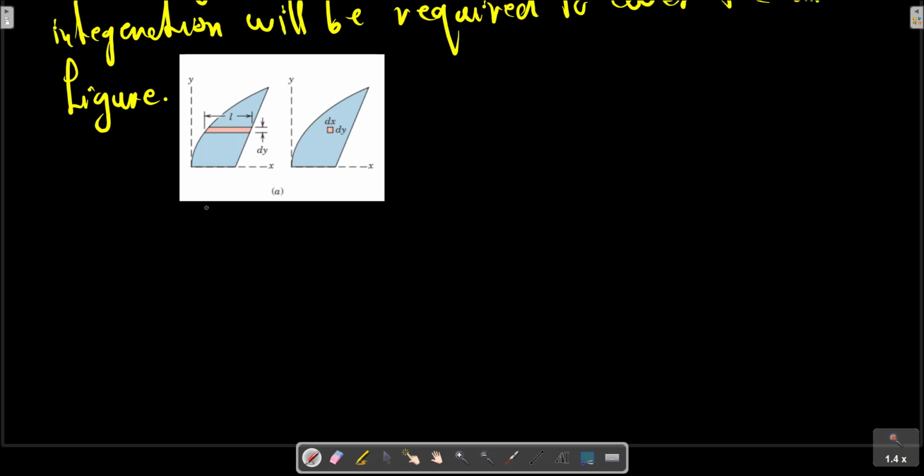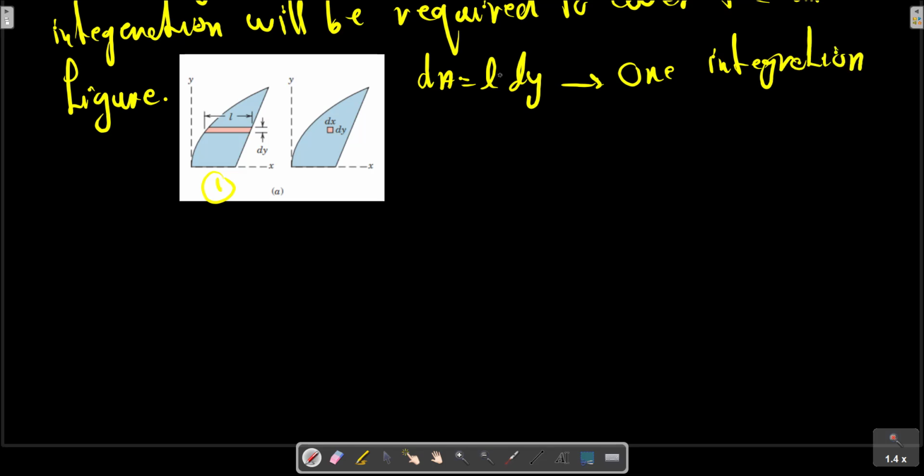In part 1, dA = L dy, one integration. And L equals the difference between these two functions, f2(y) minus f1(y).